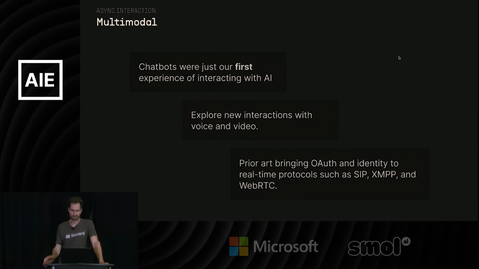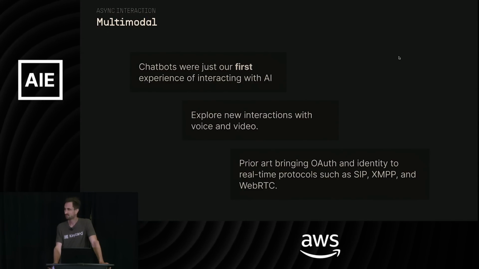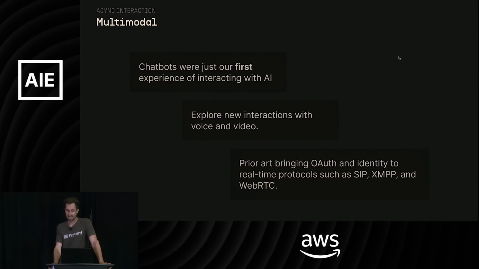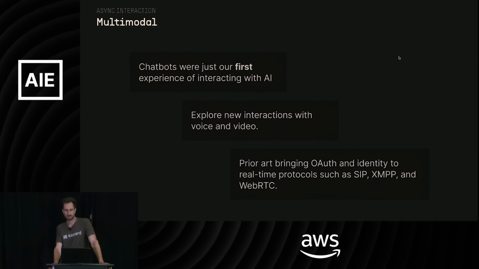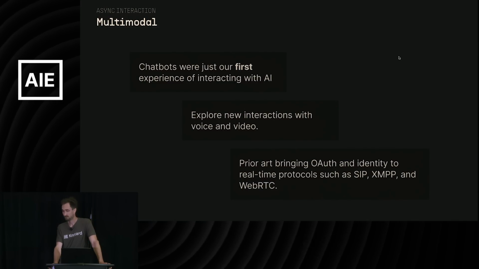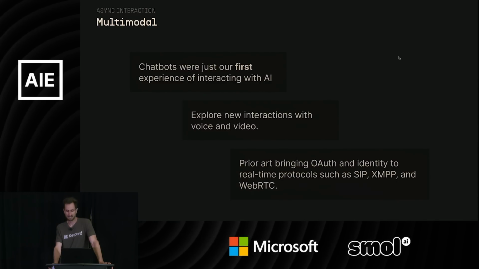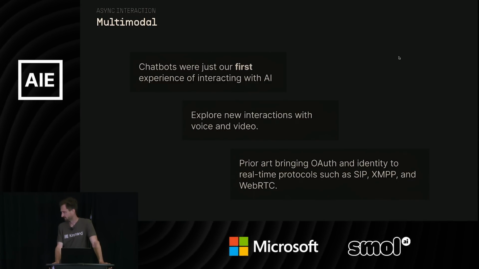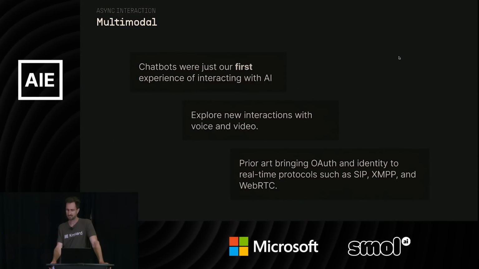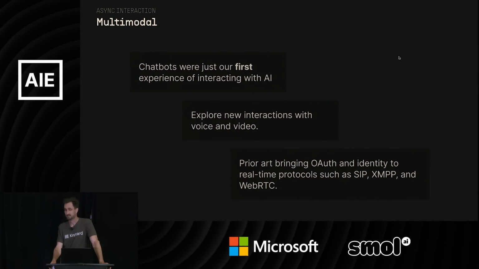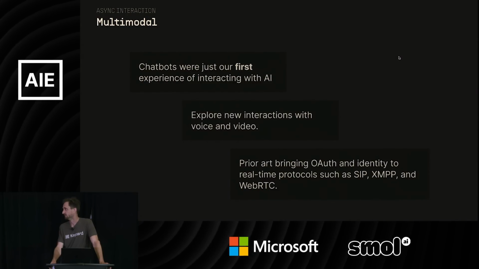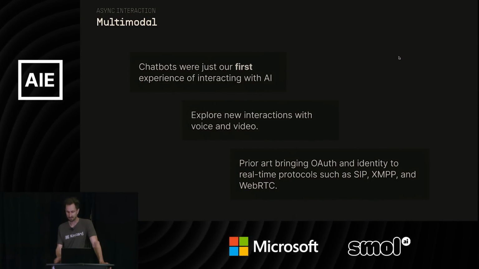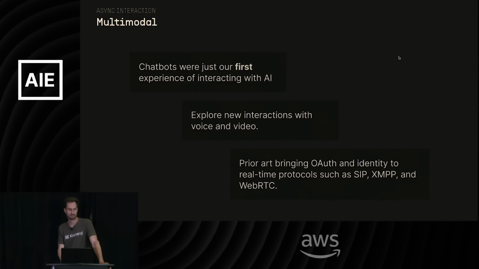There's a bunch of interesting work going on in the voice track at the conference. As AI starts to interact with us via voice and video or completely in the background, how do we think about security in those respects? This is really the frontier of security and interaction, but there's a lot of prior art in various real-time communities around SIP, XMPP, and WebRTC that I think is very interesting for us to all look at.